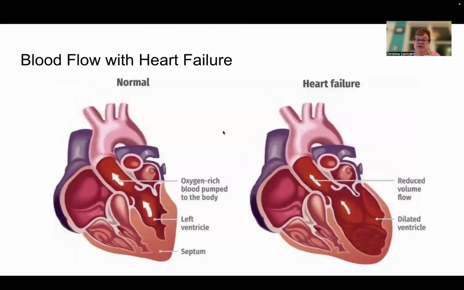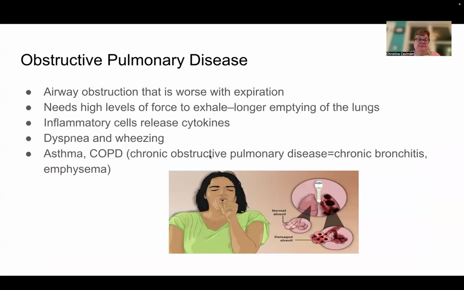So with heart failure, you kind of see here, your left side becomes very dilated with that blood because it can't get into the lungs. So it dilates up the left side, less coming out of the aorta. It's going to back up in the lungs. Then once it backs up into the lungs, it backs up eventually into the right side of the heart and then out to the rest of the body.